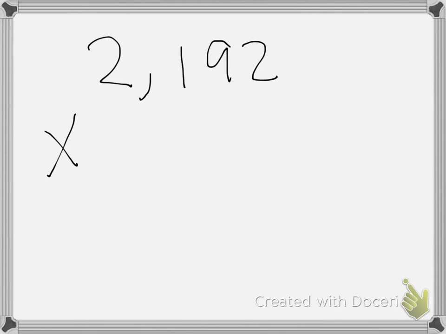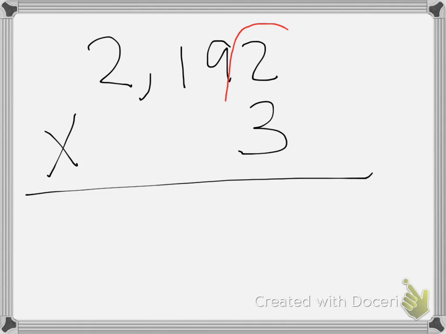What if we went to the thousands place, like this? 2,192 times 3. Step 1, multiply my ones. 2 times 3 is 6. Do I have any tens? No, so I do not need to write anything above the tens. So sometimes you don't have to write a number above tens, hundreds, thousands. Sometimes there's no need, and that's okay.